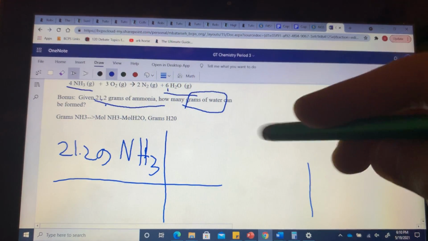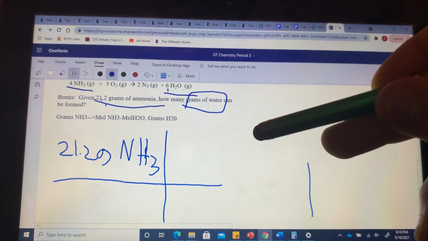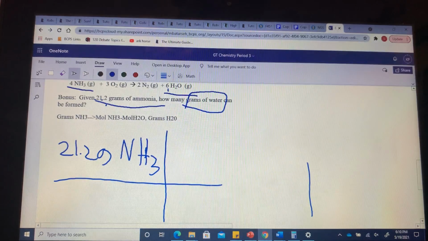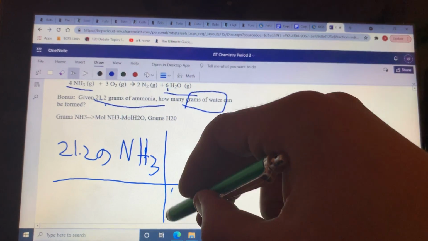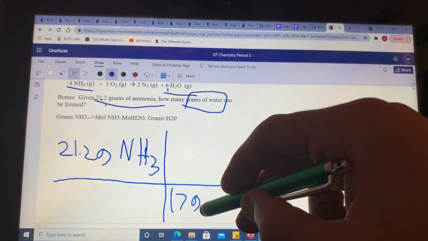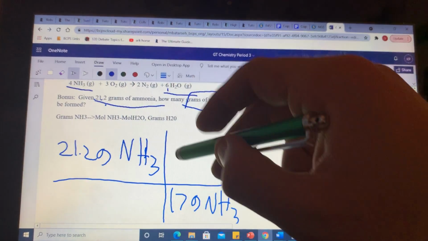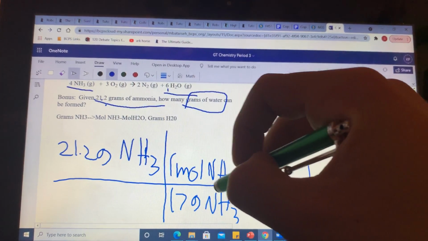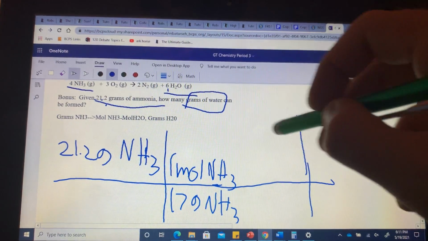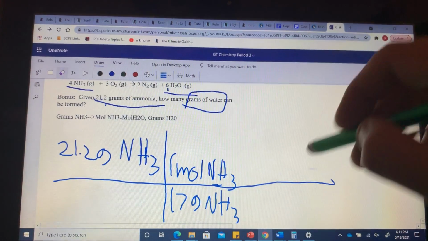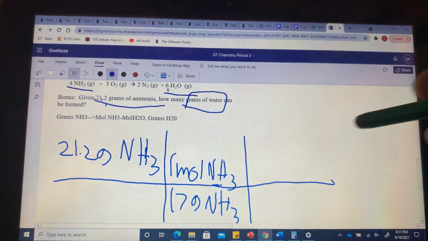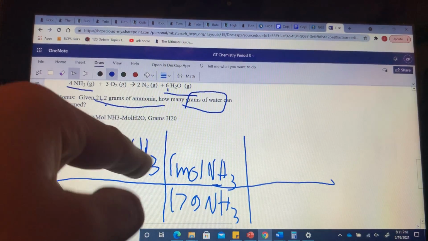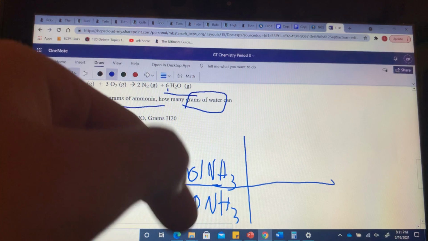So NH3, N is nitrogen, which is 14. H is hydrogen, which is 1. So 1 times 3 is 3, plus 14 is 17. So we have 17 grams of NH3 per 1 mole of NH3. Actually, let's draw this a little closer. So right here, we have our given. Then we have our molar mass converting. This takes our grams and converts it to moles. Now we have to do our mole ratio.